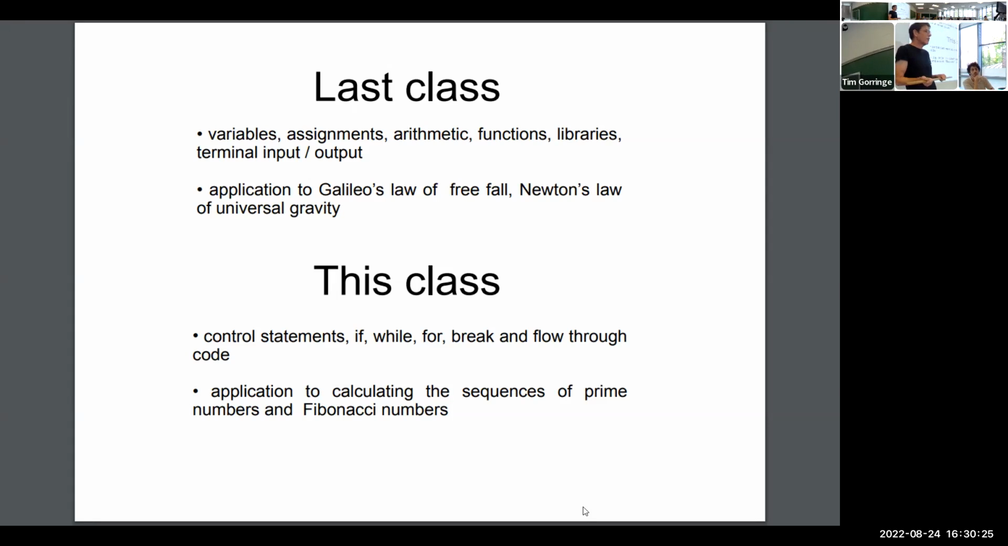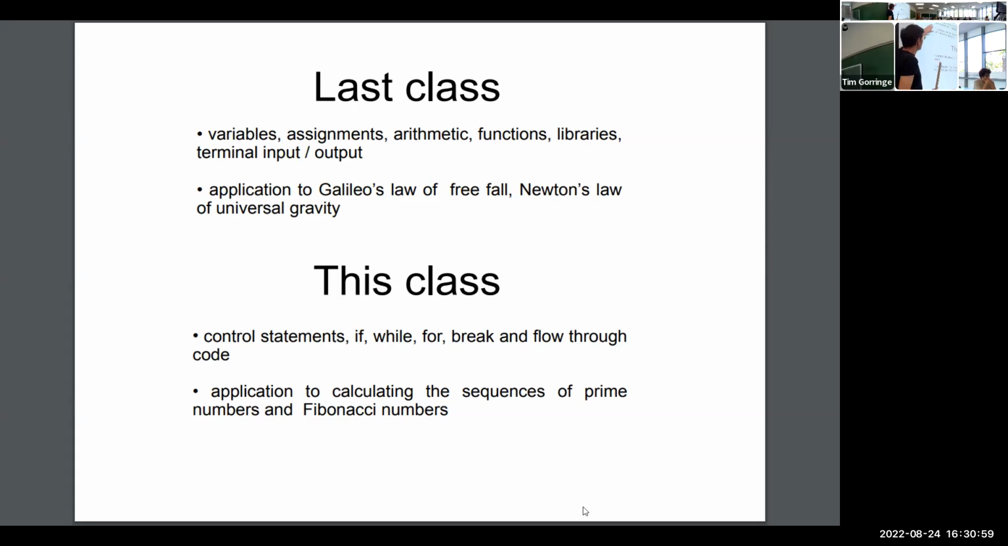So last class, we started introducing some components of the Python language. And this class will continue introducing some components of the Python language. And then next week, we'll move on with some data science. We'll talk about plotting data. We'll talk about input and output of data. So that's the near-term plan.